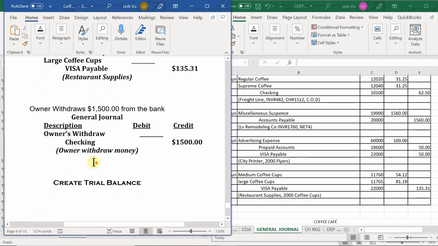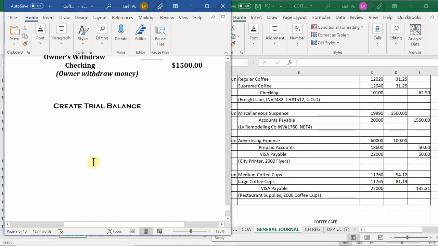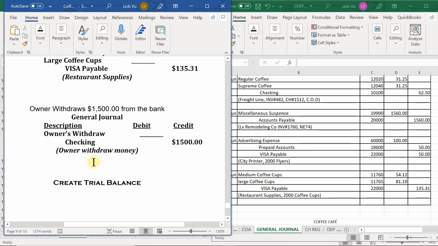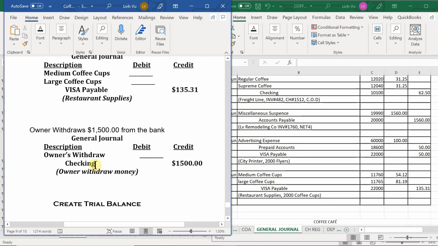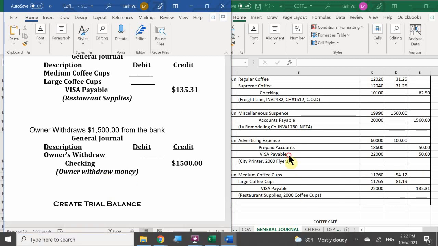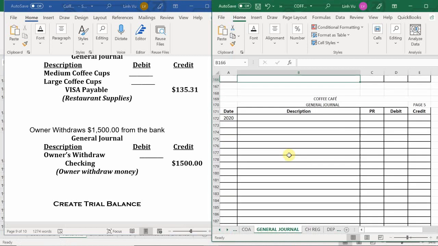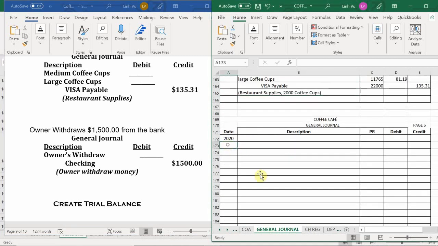Okay. So then, last transaction of the day, the owner decided to withdraw $1,500 from the bank. So in this case, we have an owner's withdrawal. So we have to journalize that. Yes, we do. Now, the proper way to do this, the best way to do it, is to write the owner a check.